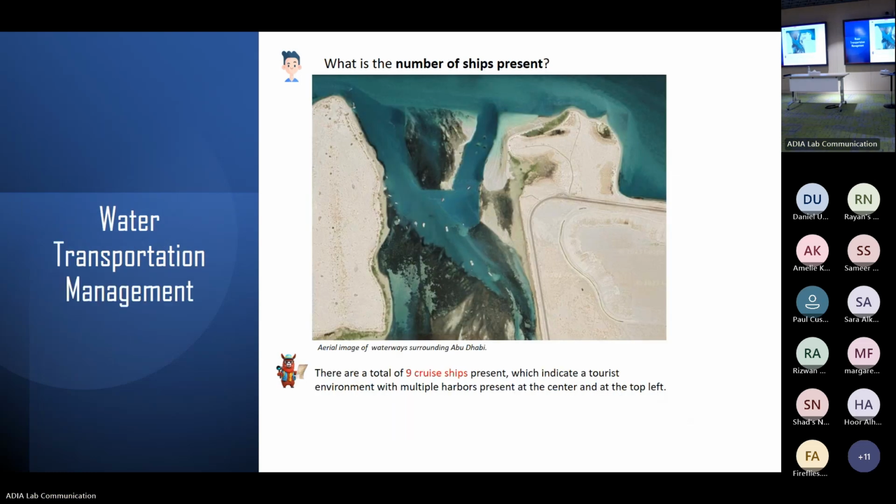And there is another example: what is the number of ships present? Here the model has to see that there are 9 cruise ships present, which indicates a tourist environment with multiple harbors present in the center.